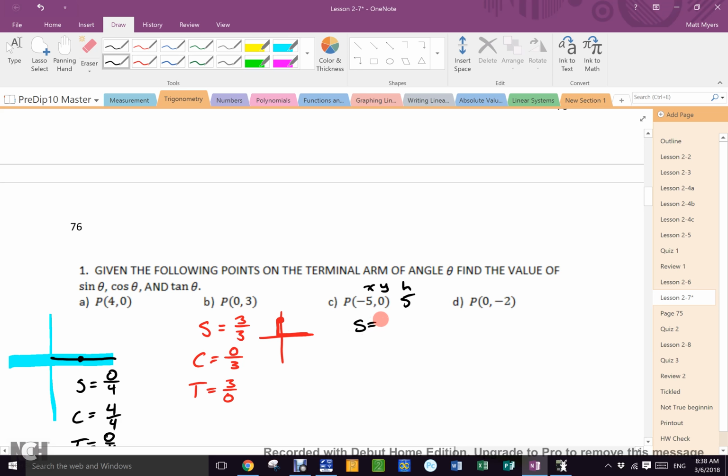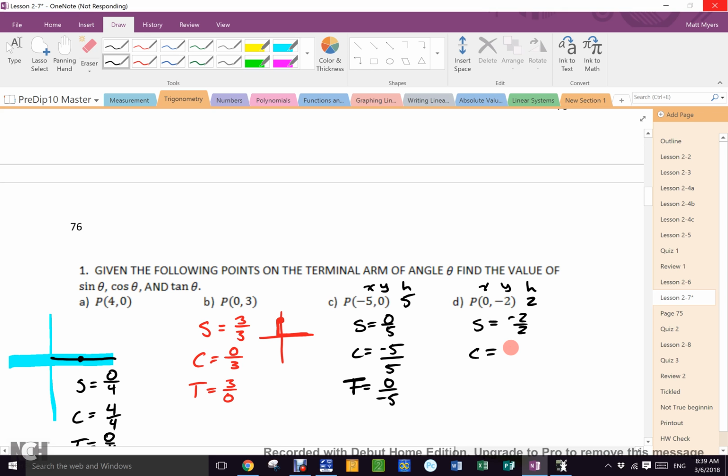So now you know x, y, and h. So what is the sine? -5. 0 over 5. What is the cos? -5 over 5. And what is the tan? 0 over -5. And the last one, what's the hypotenuse? 2. So what is the sine? -2 over 2. What is the cos? 0. And what is the tan? -2 over -2.